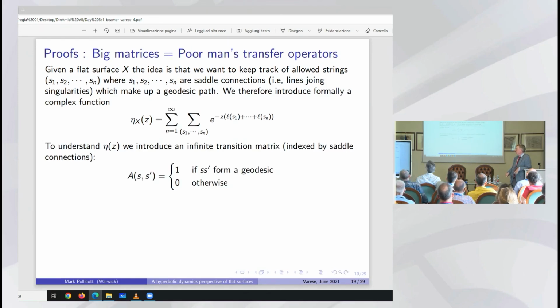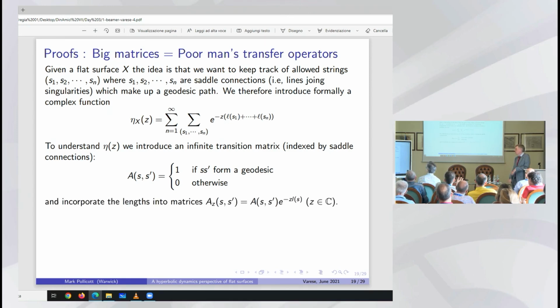So what we want to do is introduce a transition matrix. So how do we do that? Well, we have a singularity and another singularity. We put a 1 in our transition matrix precisely when you're allowed to go from one saddle connection to another and it forms a geodesic. It doesn't go backwards the same way you came. It doesn't go back at an angle less than 2 pi, anything like that. It's a genuine, honest-to-God geodesic.